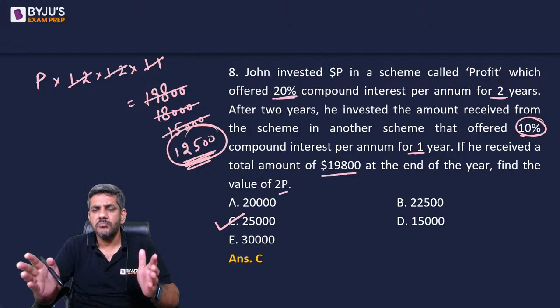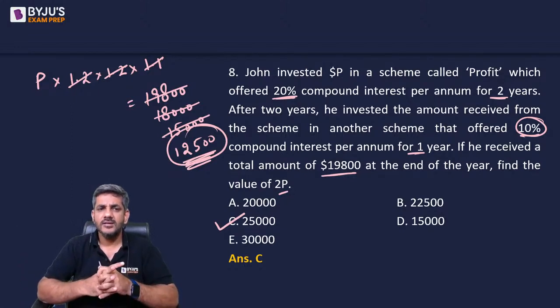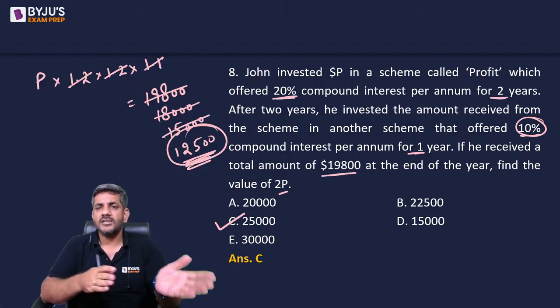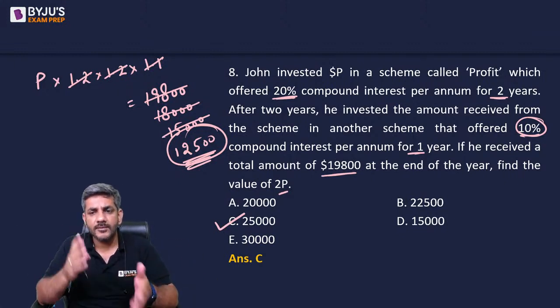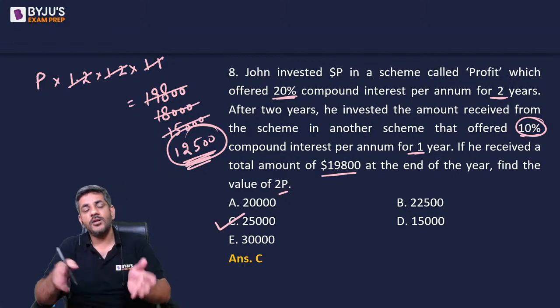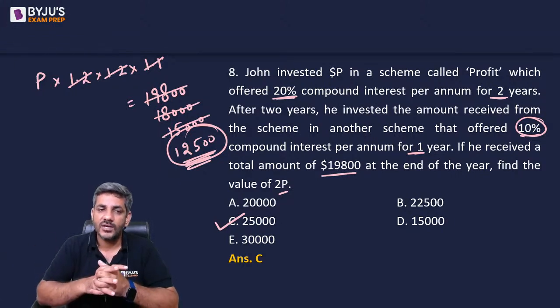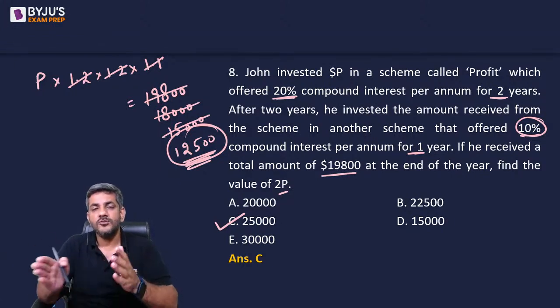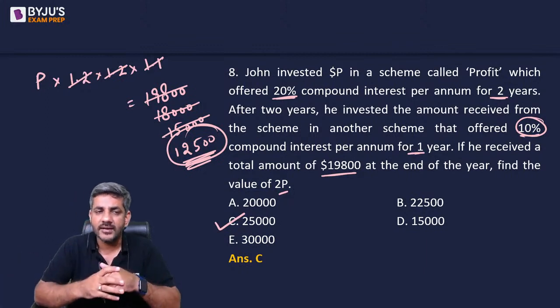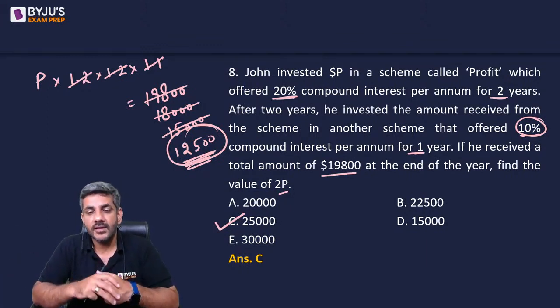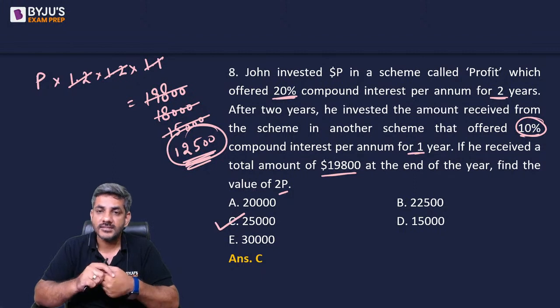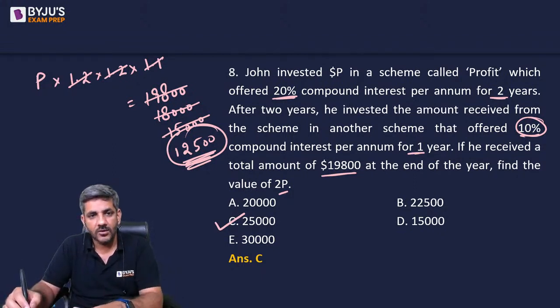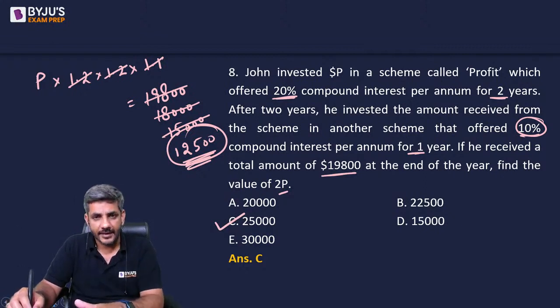Looks like a very simple question straight away, isn't it? It's going directly along the same lines, it's very simple. First it was increased by 20% for 2 years, so it became 1.2, 1.2 twice. And then it was increased by 10%, so it became 1.1 times. We divided the right hand side by 1.2, 1.2 and 1.1, and we got the value of P as 12500. That's the right answer for question number 8. I'm assuming there would not be any problem in question number 8 as well. Let's move ahead to question number 9.